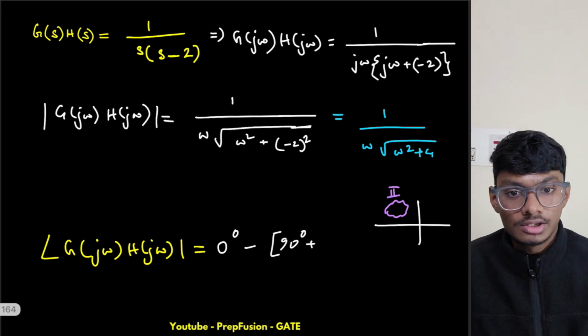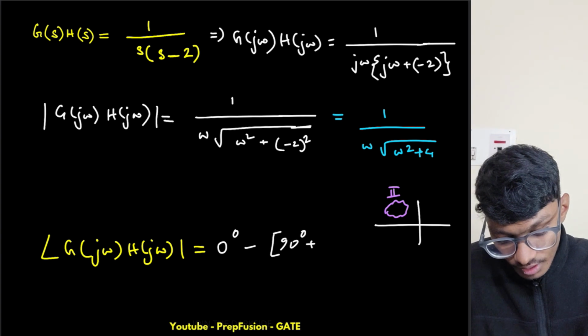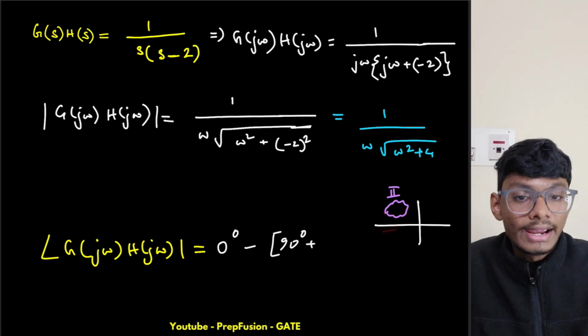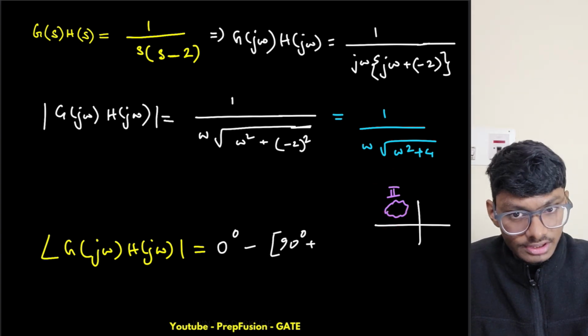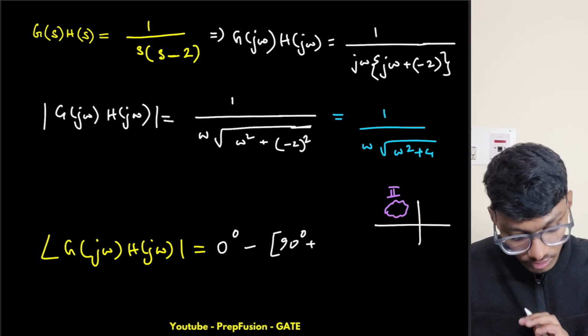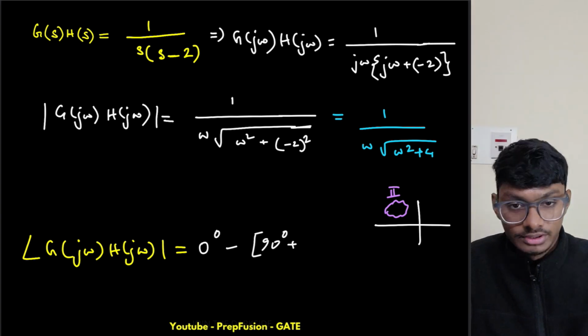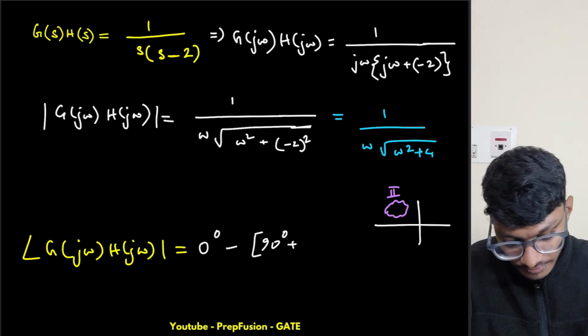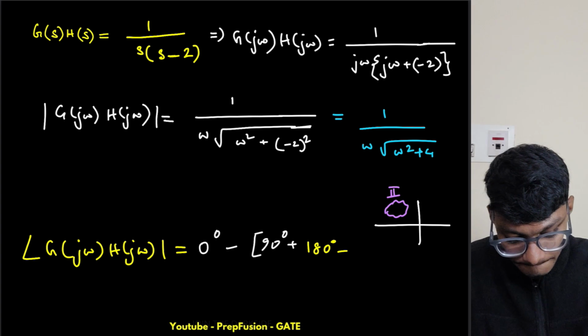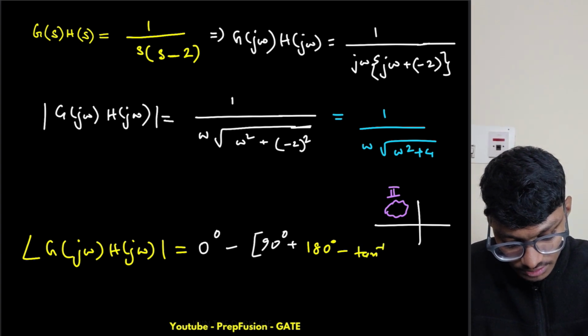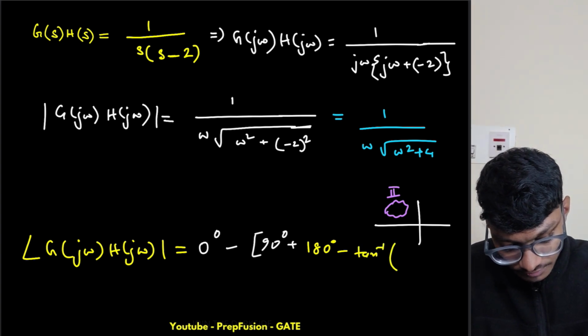So if I'm lying in the second quadrant, what does that mean? That means what will my angle calculation be? It will be 180 minus theta, right? I hope you remember. I already explained it crystal clear very early, so I'm not going to explain it further here. So it will be 180 minus theta, which is tan inverse omega by 2 itself.